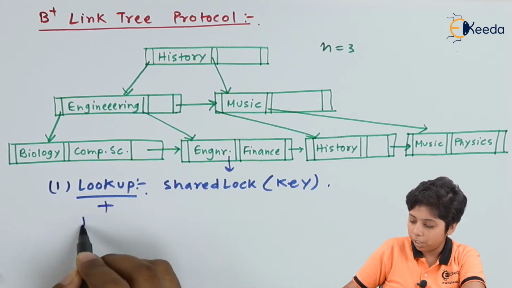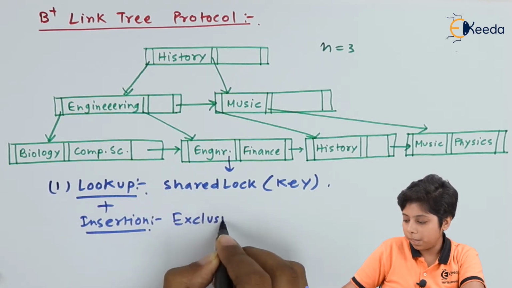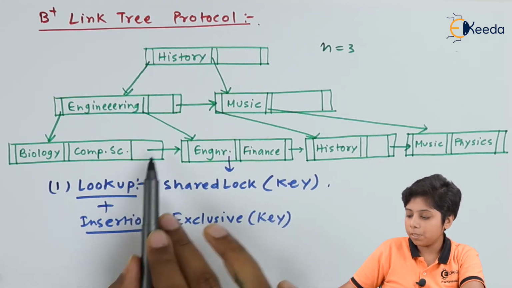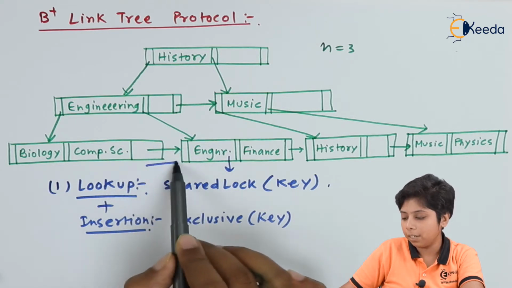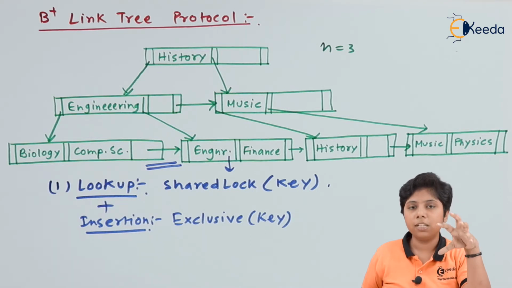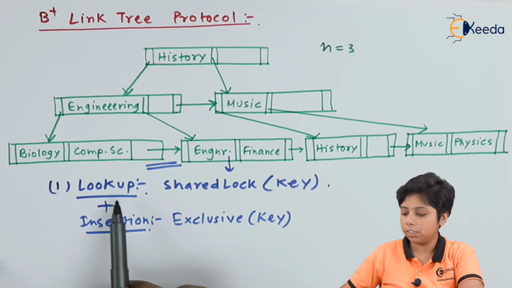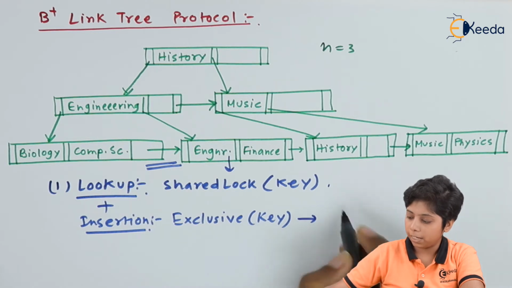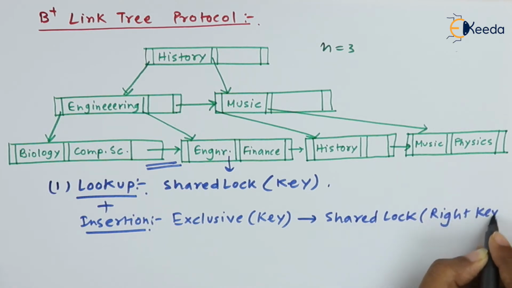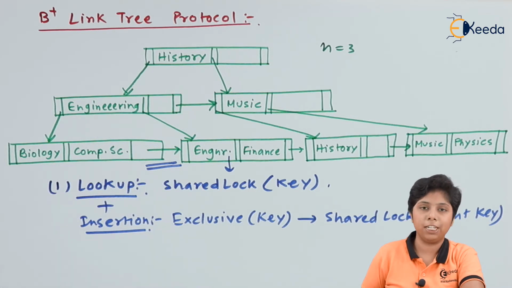Now if it is a lookup for insertion, then an exclusive lock must be made on this key where we want to insert or delete, and then we must go for this right sibling pointer. So that is the use of this right sibling pointer. If it is inserting a value or deleting a value, then we must look for the right sibling pointer that will contain the value of this lookup. So now a shared lock is taken on this right sibling. Now we can perform the lookup hand in hand with this insertion or deletion.